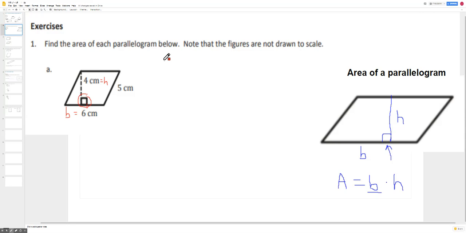So we take our formula, the area equals the base times the height, and now all we have to do is simply plug them in. Area equals, well, the base in this case is 6 centimeters, times the height, which is 4 centimeters. I'll try to slow down and make it a little bit nicer looking.